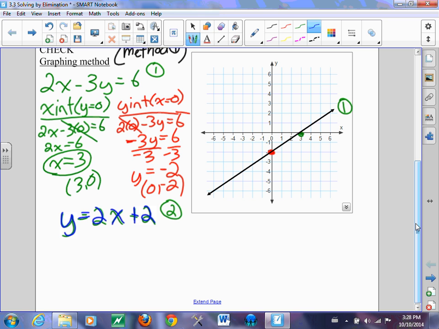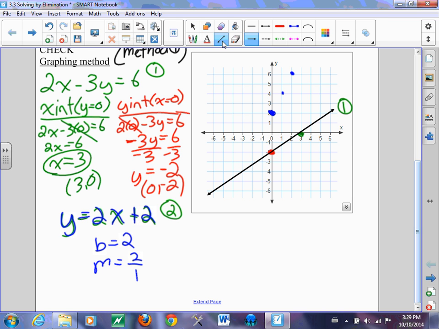So looking at y equals mx plus b, we know our y-intercept is 2. Our slope equals 2 over 1. So I'm going to take my equation. I'm going to graph this equation, I'm going to start at b on 2. And then from there, I'm going to go up 2 over 1, up 2 over 1, and get a pattern. Draw this line.